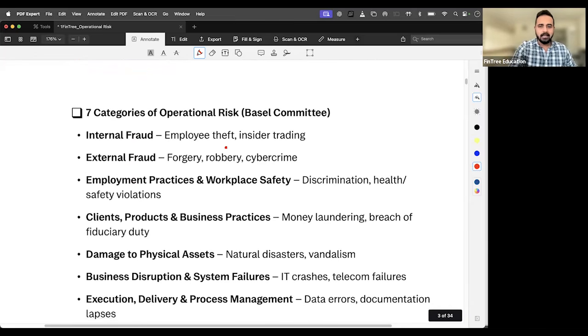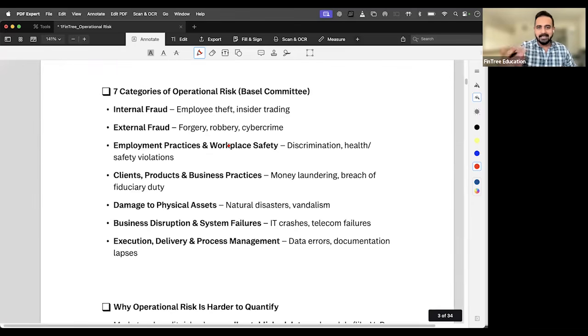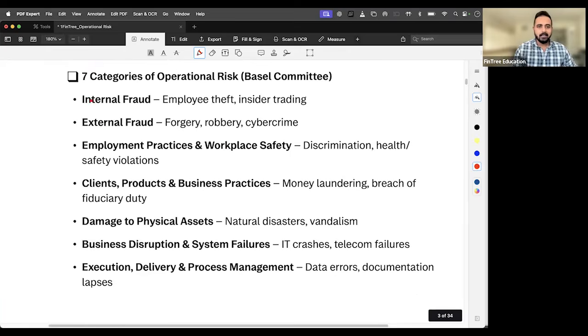Correct? So then, as per the Basel Committee, what are the 7 categories of operational risk? Number 1, internal fraud, such as employee theft. Then external fraud, such as robbery and cybercrime. Then employment practices and workplace safety, discrimination, all of those areas. Then anything around clients, products, or business practices, for example, money laundering. So remember, money laundering is a part of ops risk.